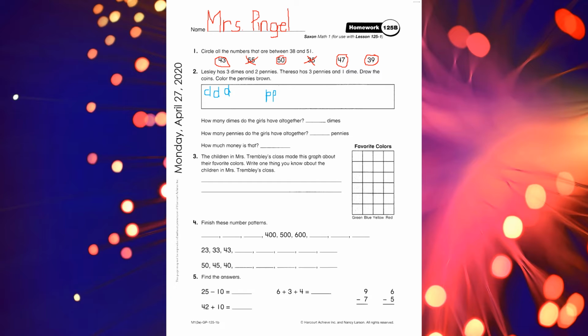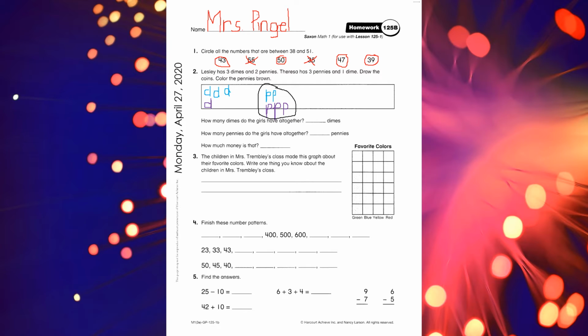Now I'm going to switch colors and do Teresa's amount of money. 3 pennies. They were trying to trick us by starting with pennies. But I'm going to put my pennies together. And then Teresa only had 1 dime. So now they want you to color the pennies brown. But again, Miss Pingle does not have brown, so I'm just going to circle it. I'm going to problem solve there.